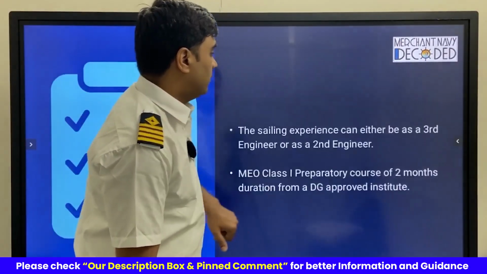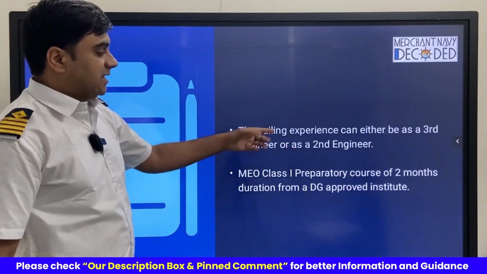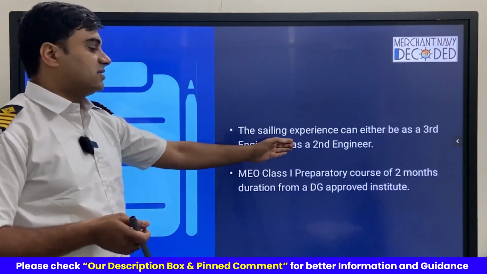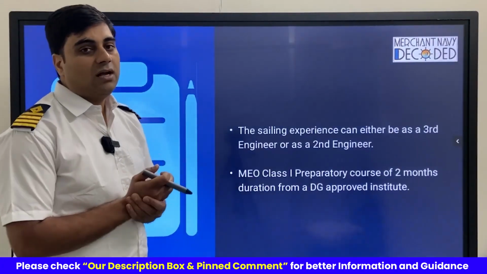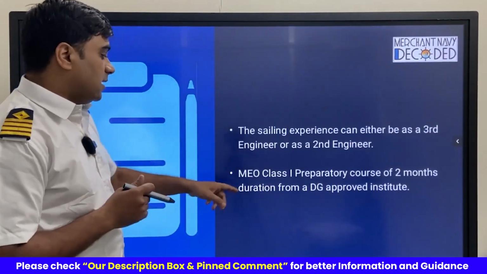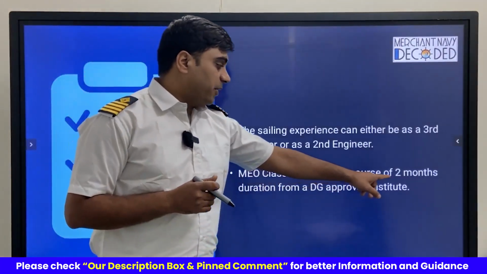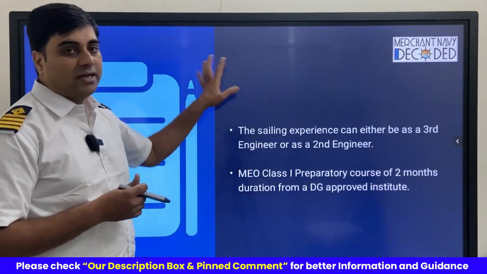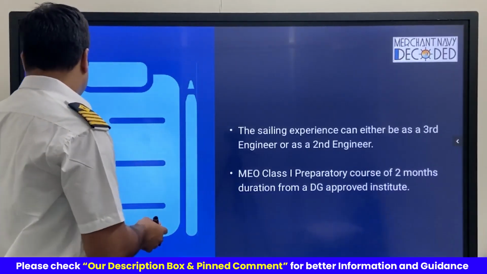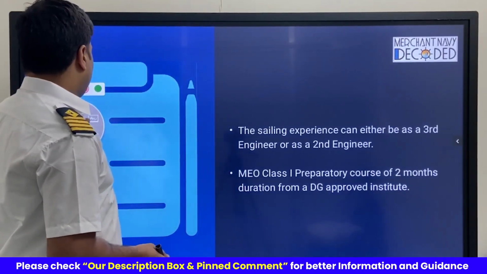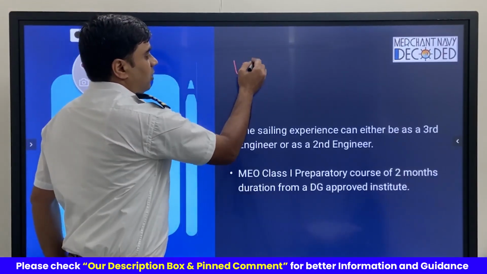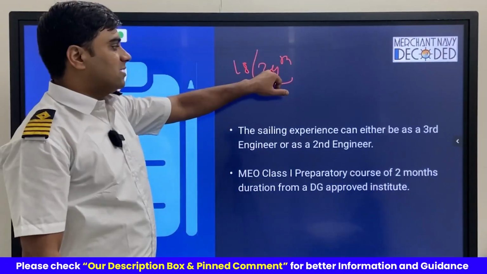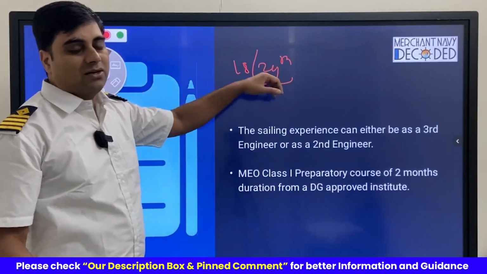So this is it. Now, as we already discussed, the sailing experience can be either as a third engineer or a second engineer if you are going for a mix of 24 months. Then MEO Class 1 preparatory course of 2 months duration. So this is another requirement. So one is that you have done your qualifying sea service, that means either you are 18 months eligible or 24 months eligible. For ease of understanding, we will just keep talking about only one, either 24 or 18.